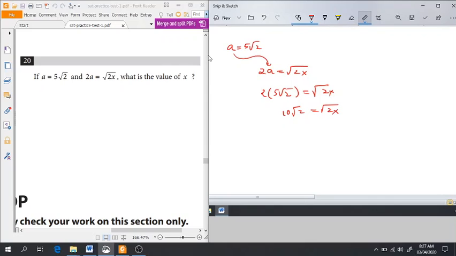How do you get rid of this square root? You have to square on both sides. 10 squared is going to be 100. The square of a square root is the 2 itself. So this can be written as 100 times 2 is equal to 2x, as the square root and square cancel. So divide by 2, divide by 2. So the value of x is going to be 100. So the answer to this question for the value of x is 100.